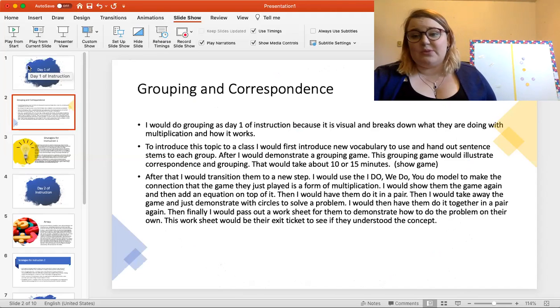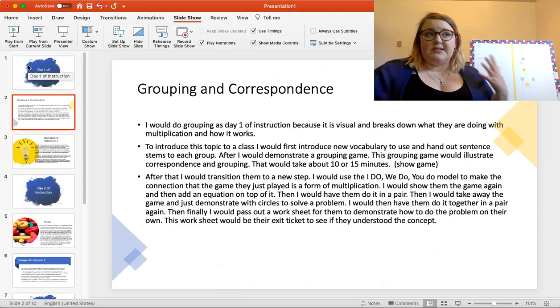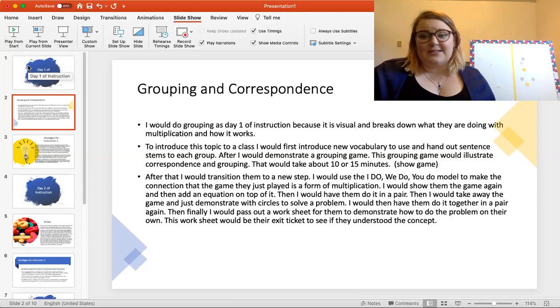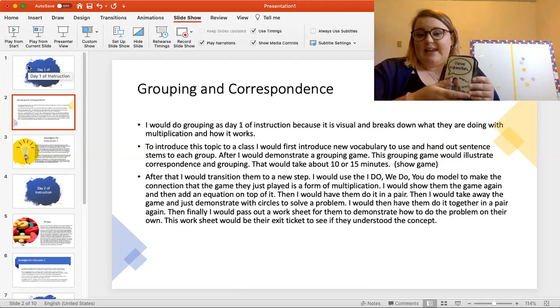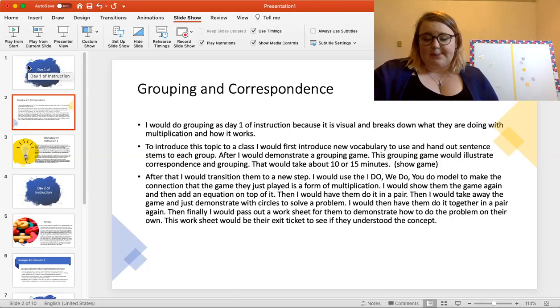The sentence stems would be a tool to support ELL students and any other students who don't know the vocabulary as well. A sentence stem like this, and each group would have them, so they could use them as prompts to talk about the math that they're doing.